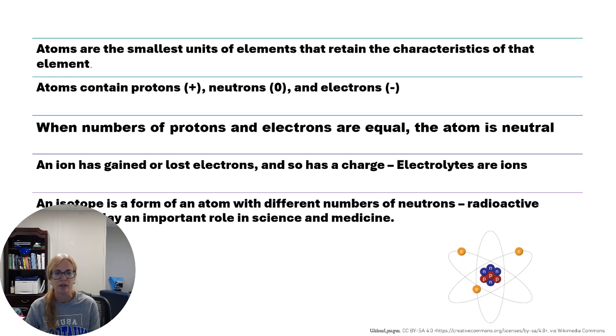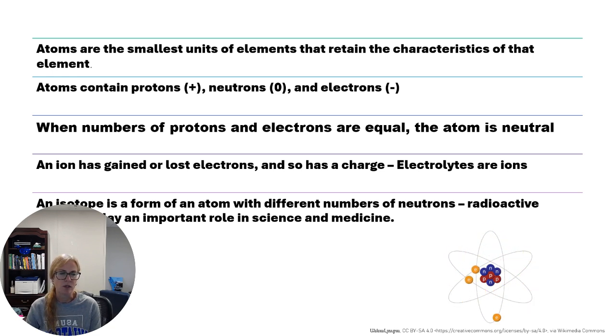And oxygen and hydrogen are very different for a lot of different reasons. Atoms contain protons, neutrons, and electrons. The protons and neutrons, as I mentioned, are found in the nucleus of the atom, and the electrons are moving around the outside in the electron clouds. The protons are positively charged, neutrons do not have a charge, and electrons are negatively charged.